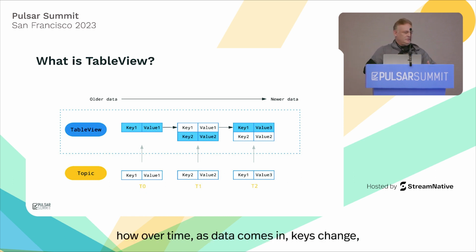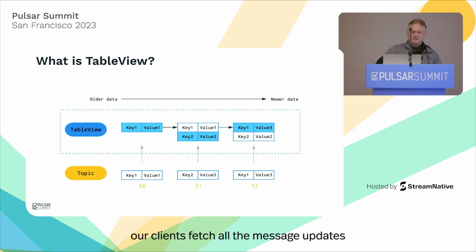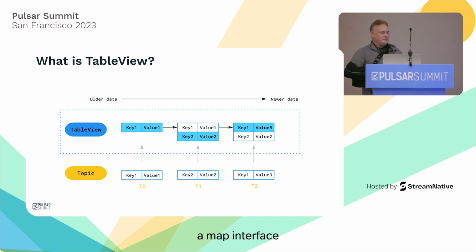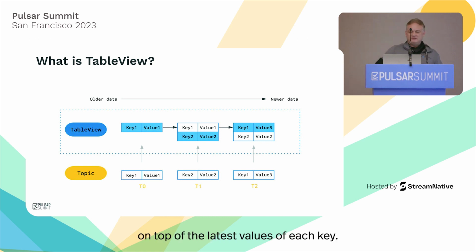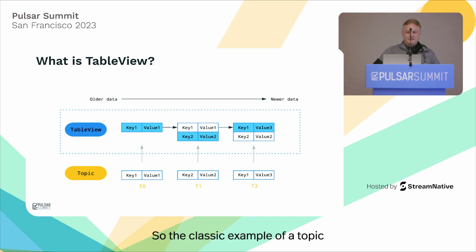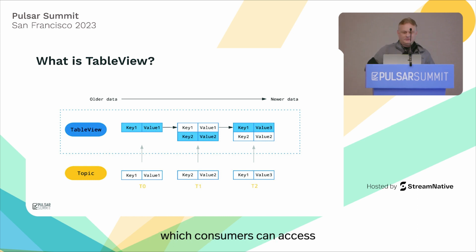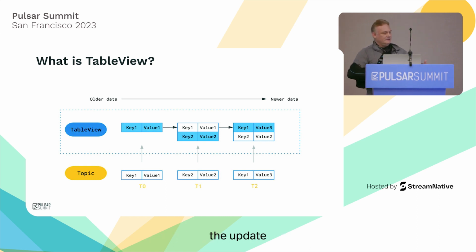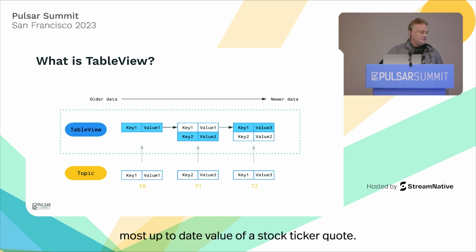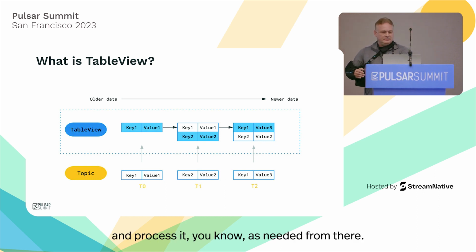But this slide shows you how over time as data comes in, keys change, values mutate, and different values come in. So with a table view, Pulsar clients fetch all the message updates from a topic and construct a map interface on top with the latest values of each key. The classic example of a topic that would benefit from this would be a stock ticker topic through which consumers can access the most up-to-date value of a stock ticker quote, and then just get that information and process it as needed from there.